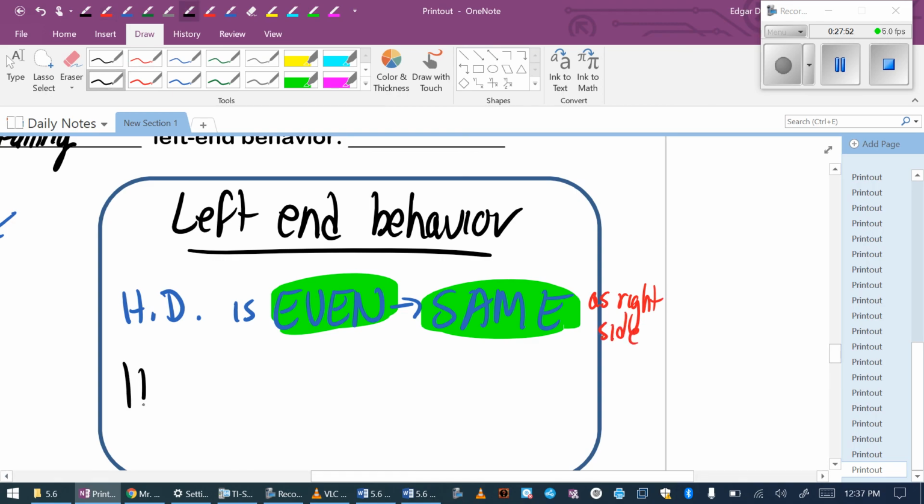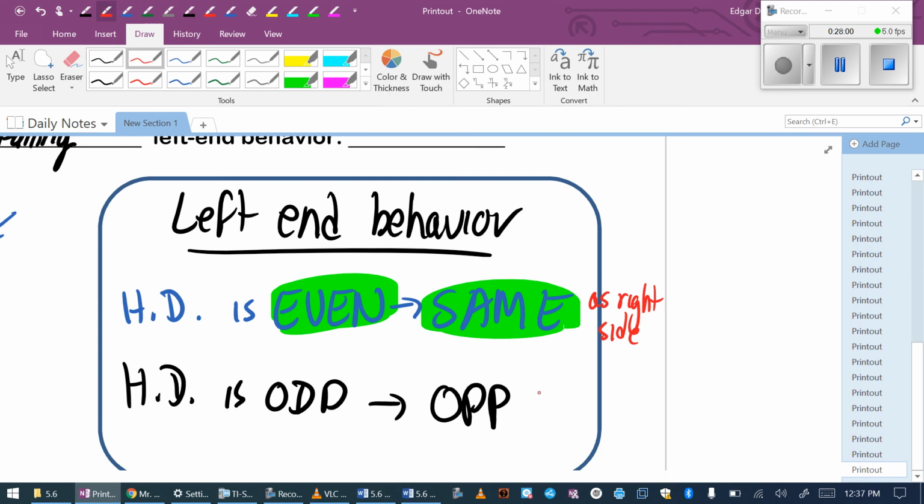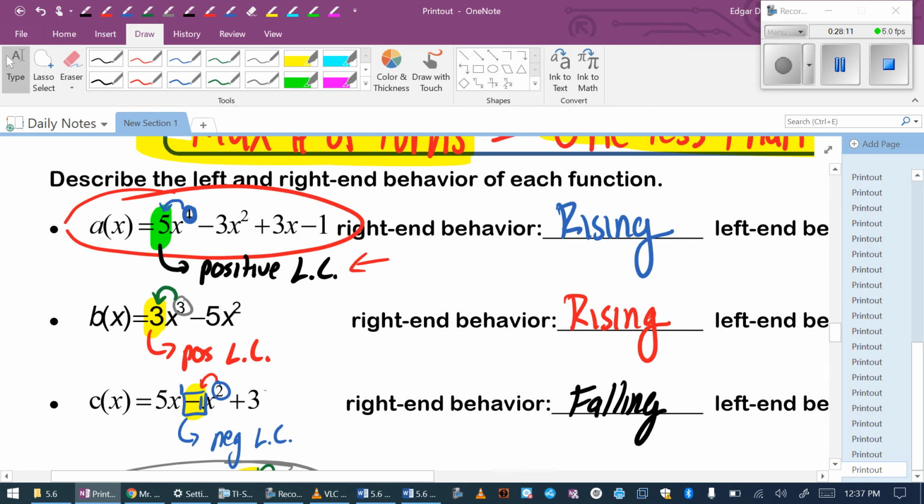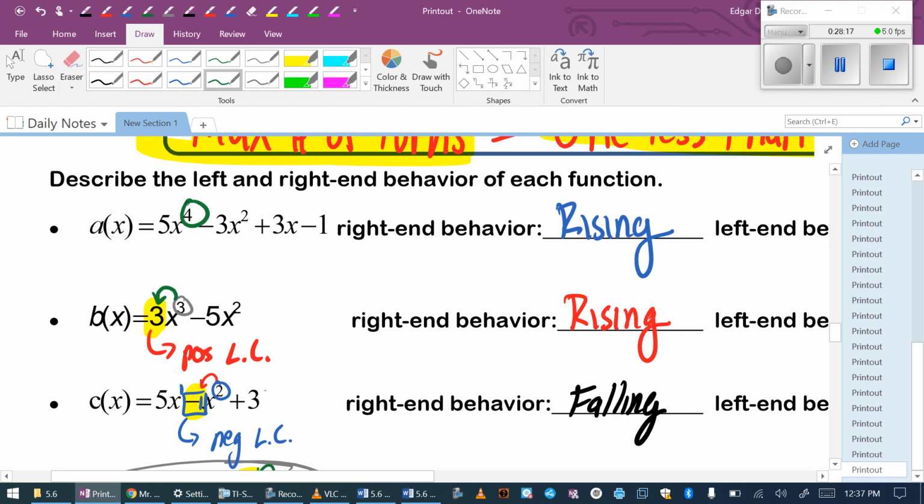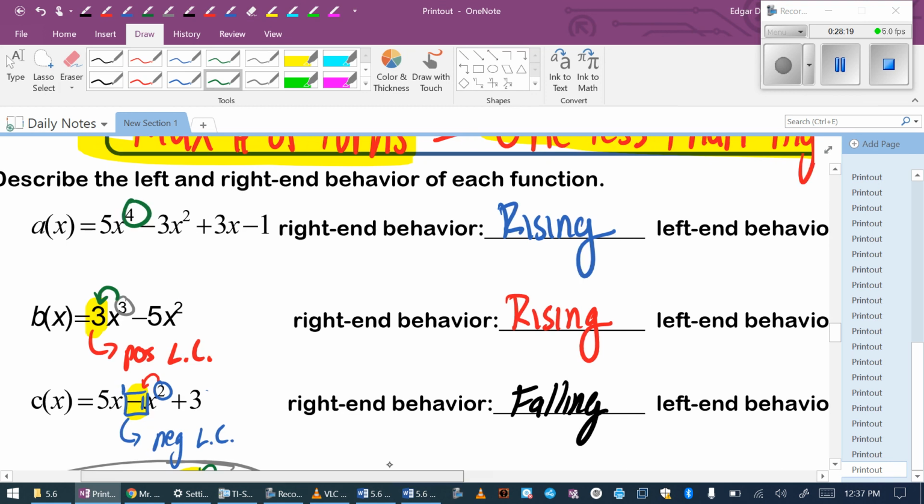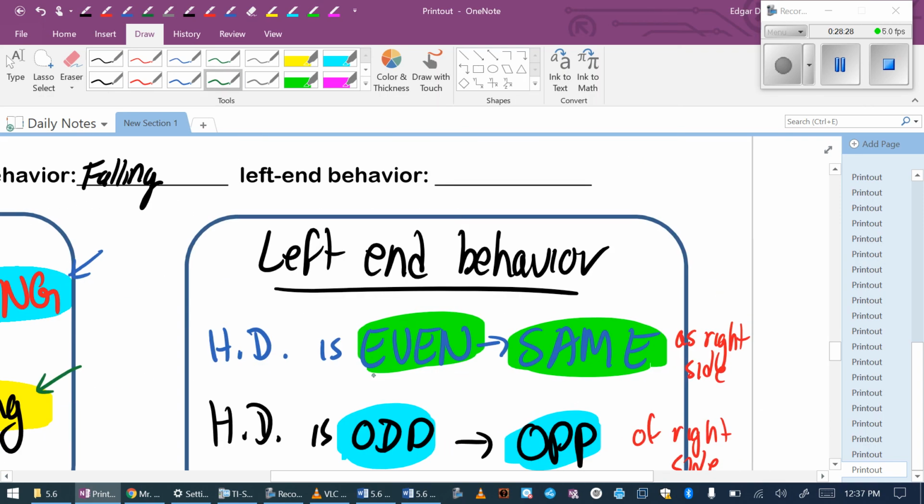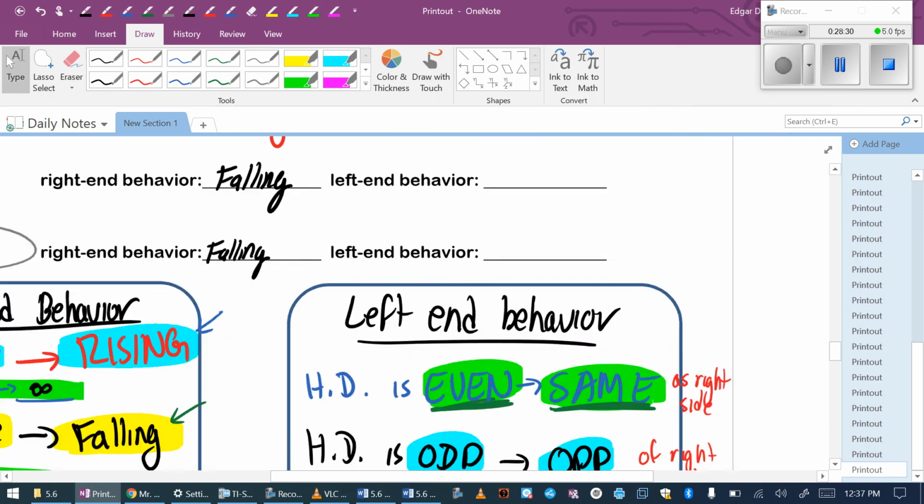If the highest degree is odd, then we're going to be doing the opposite of the right side. So let's go ahead and wrap this lesson up, guys. Here's the last bit that we have to complete. On a of x, the highest degree was 4. The highest degree is even, so the left-hand side has to do the same as the right. So this is also going to be rising. Again, guys, even means do the same as what the right side did.